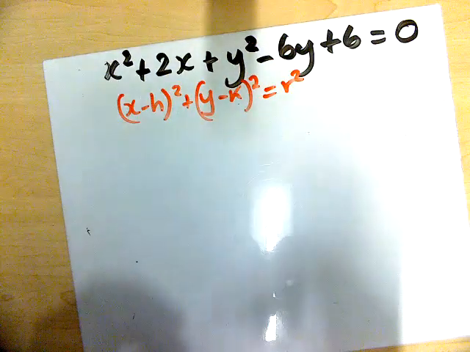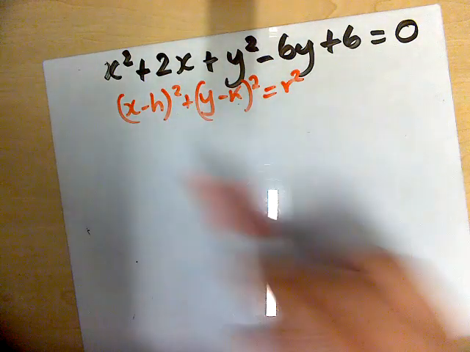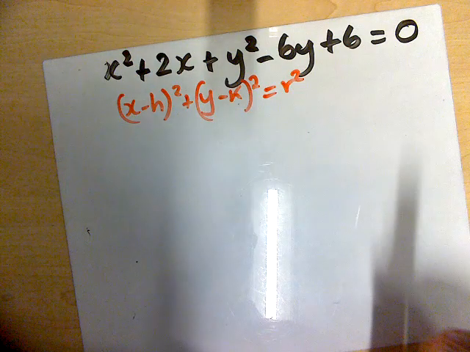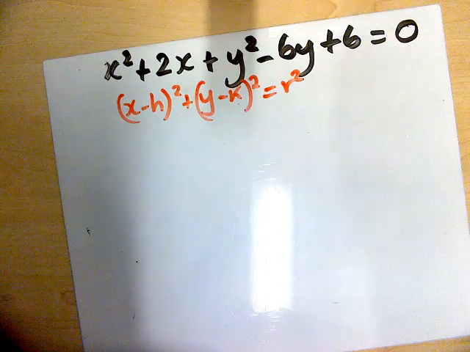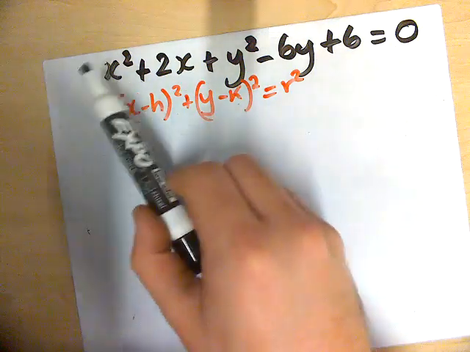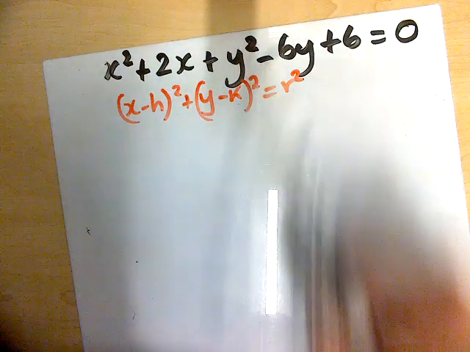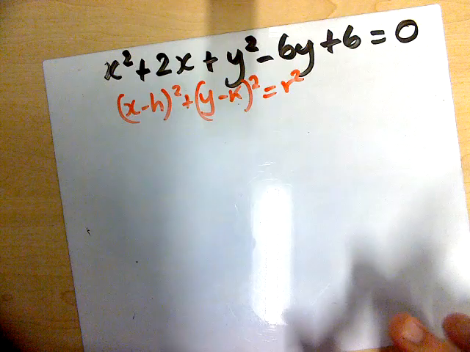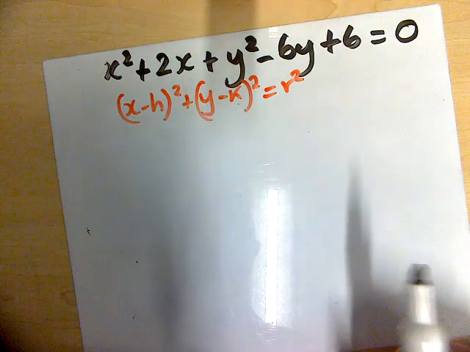That's what we're actually looking for here. So if we have a little look at this, well, we can actually do something with this. And the thing we can do with these values is complete the square. So I'm going to complete the square on this x squared plus 2x and this y squared minus 6y. I'm not going to worry about the 6 too much right now.